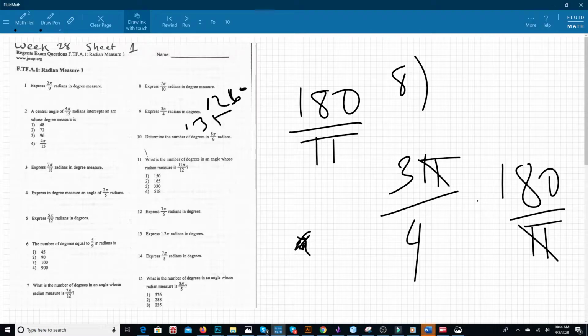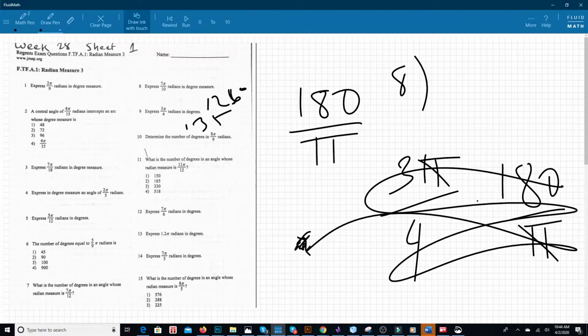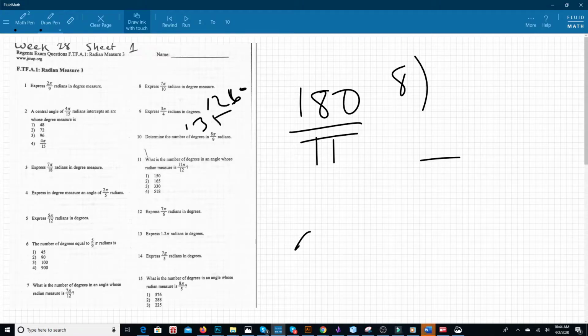Now, what about the next one? It says 8 pi over 9. You guys got this. You have 5 minutes for that one, or 3 minutes, whatever. Because we did 1 through 7 yesterday, now we're doing 8 through 15. This sheet has 2 sides. 135 degrees.